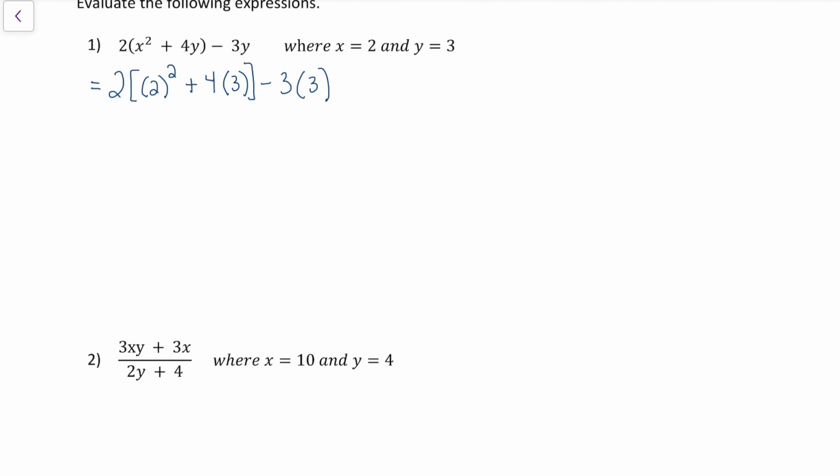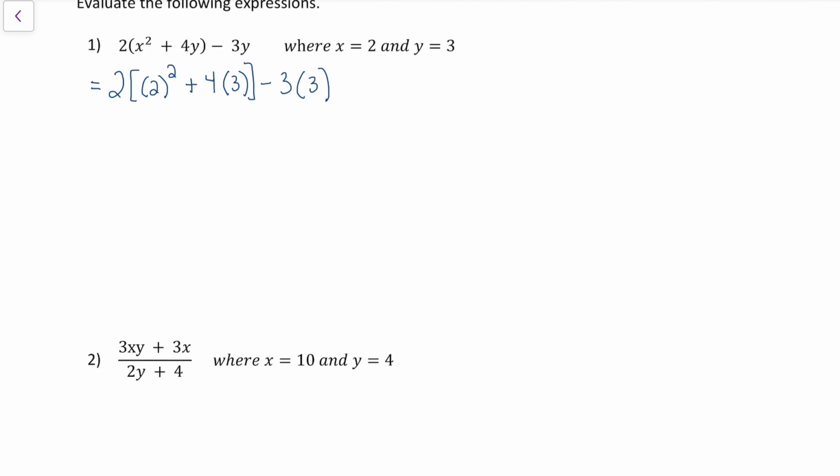So wherever there was an x, I put a 2, and wherever there was a y, I put a 3. And you'll notice that I put them in brackets because when we have something like 4y, what we're really saying is 4 times y. So it wouldn't make sense for me to write 43. What it's saying is 4 times the value of y, which we know is 3. So that's why I've put them into brackets.